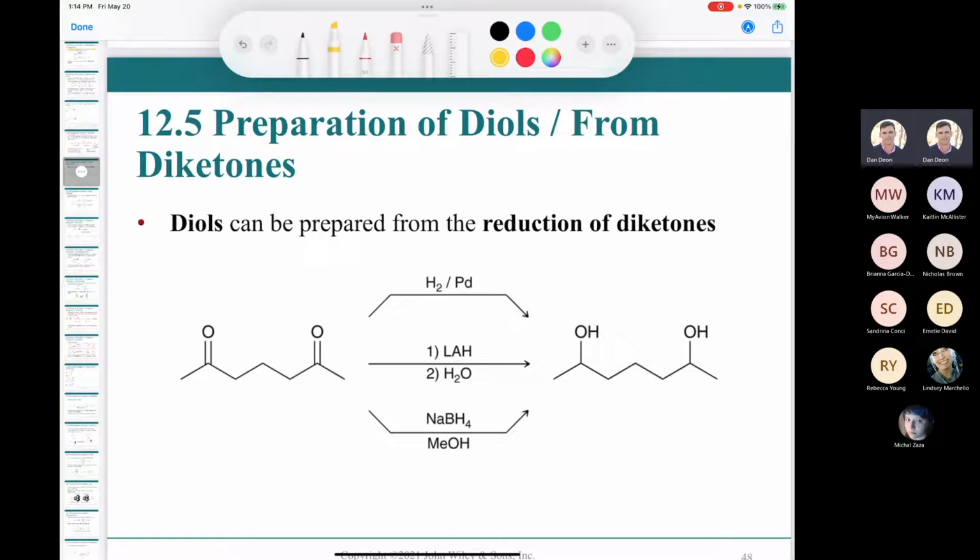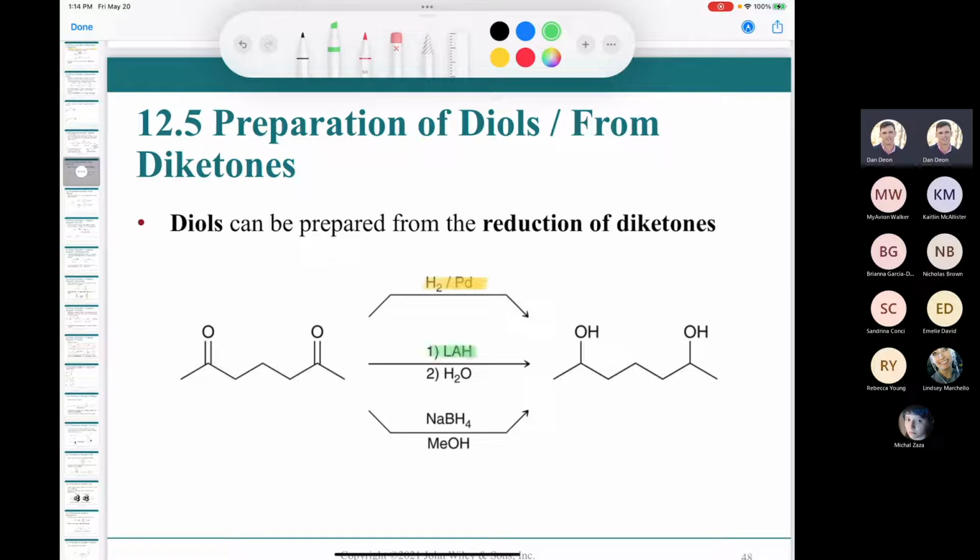Well, probably the easiest way to make a diol, besides dihydroxylations of an alkene that we learned in Organic Chemistry 1, would be to reduce a diketone. Here we have a diketone, we have a ketone here, we have a ketone here, and we can use any one of those reduction conditions that we learned earlier on in the chapter that we use to reduce a carbonyl compound, be it an aldehyde or a ketone. We could use hydrogenation using hydrogen, palladium, platinum, or nickel.